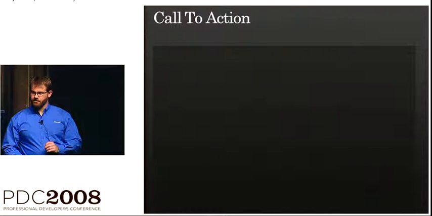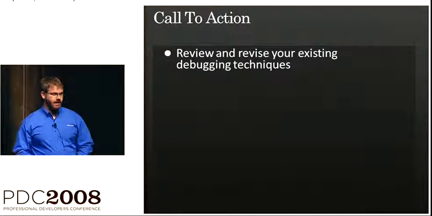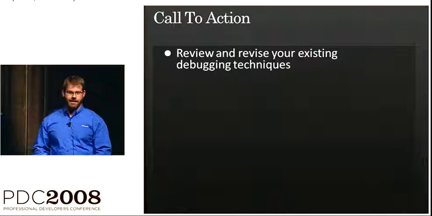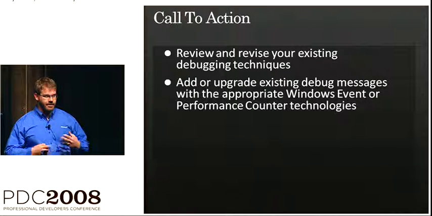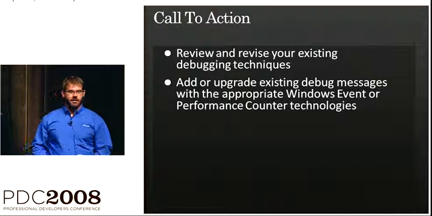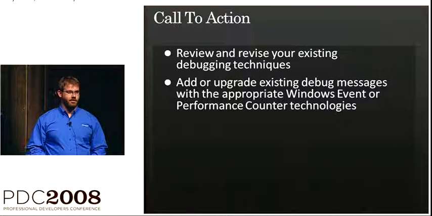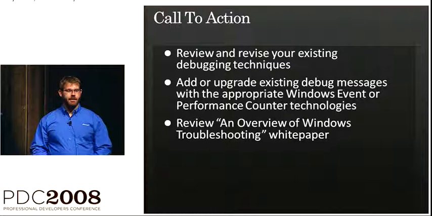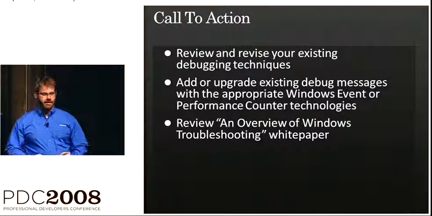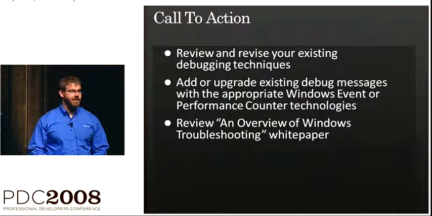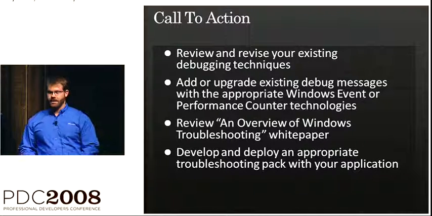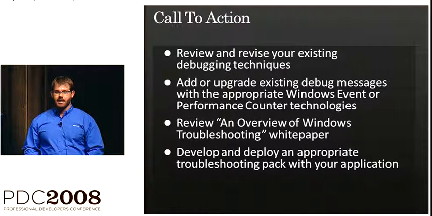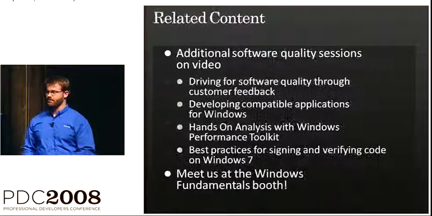And so what I want to emphasize here is what you can do walking out of here. What are the call to actions here? The first thing is that we encourage you to review and revise your existing debugging techniques and see where instrumentation can actually be leveraged in your environments. And to that end, to add and upgrade your instrumentation with appropriate technology. With respect to troubleshooting, we encourage you to go to MSDN, where we will be posting a white paper describing everything that Ricky just talked about with respect to the troubleshooting platform in even more detail. And of course, when you read that and as you're walking out of here, we want you to start thinking about how you can deploy troubleshooting packs to help your users and help yourself solve problems.